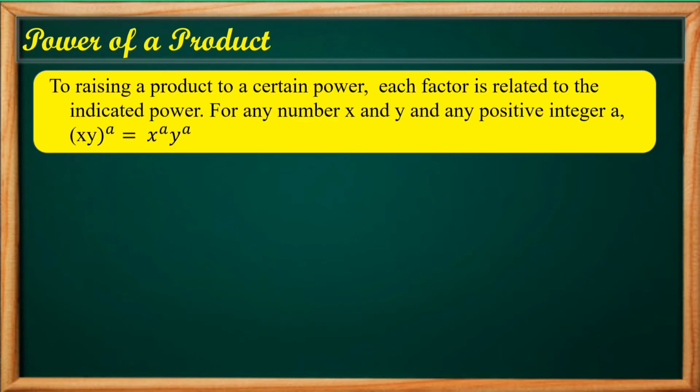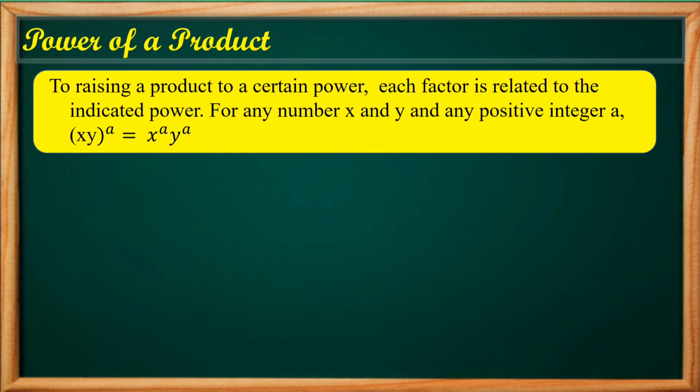To raise a product to a certain power, each factor is raised to the indicated power. For any numbers x and y and any positive integer a, in symbols, (xy) raised to the power of a is equal to x raised to a, y raised to a.